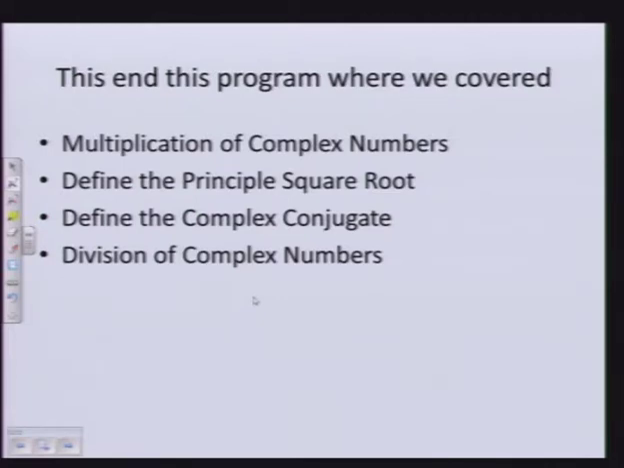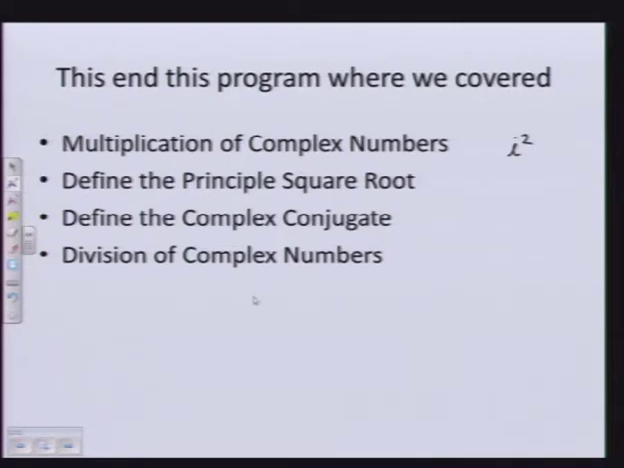Well, we've come to the end of our discussion of complex numbers in this program, and here we've looked at the multiplication of complex numbers, and we saw that it's very similar to the multiplication of algebraic expressions, with the exception that we had to be sensitive to what happens when we get an i squared in there. That was what was different than multiplication of just regular algebraic expressions.